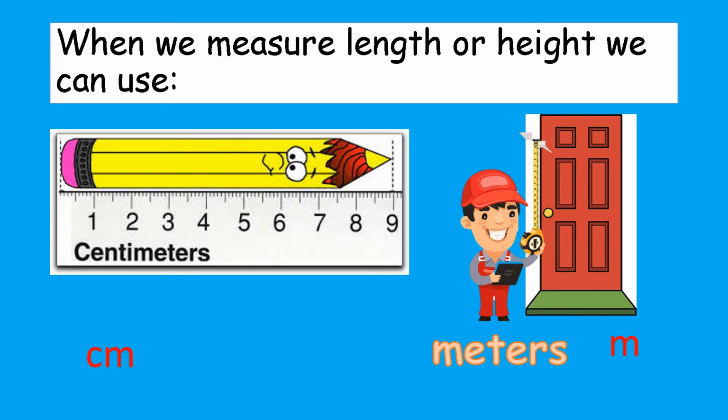Now when we use centimeters, we measure items or objects that are much shorter. Or we use meters when we are measuring items that are much longer, like the door here. Instead of using centimeters, we use meters, seeing that 100 centimeters is equal to 1 meter.